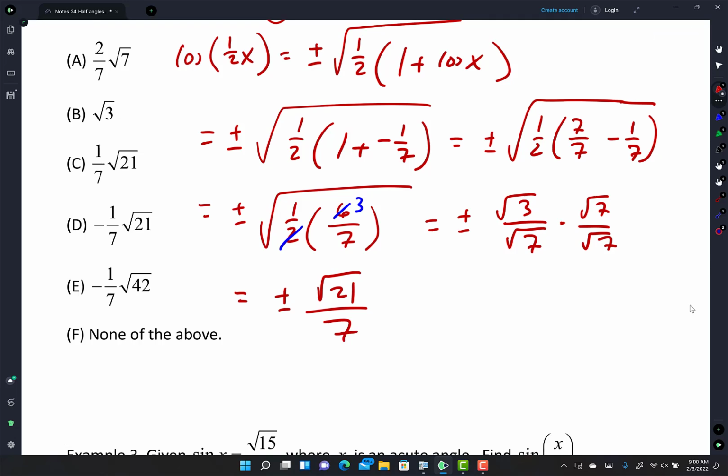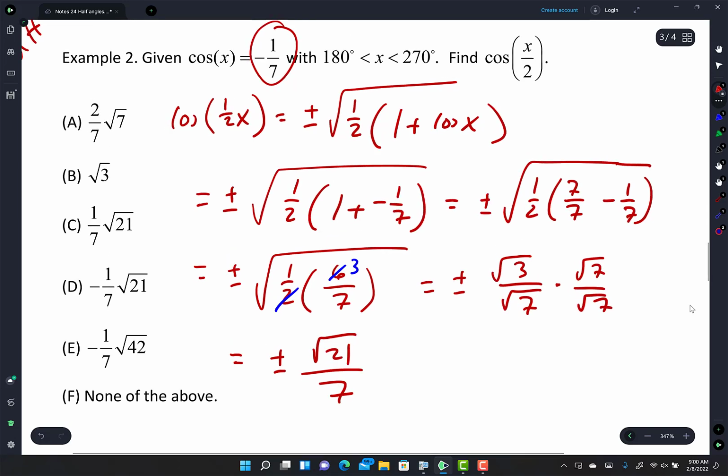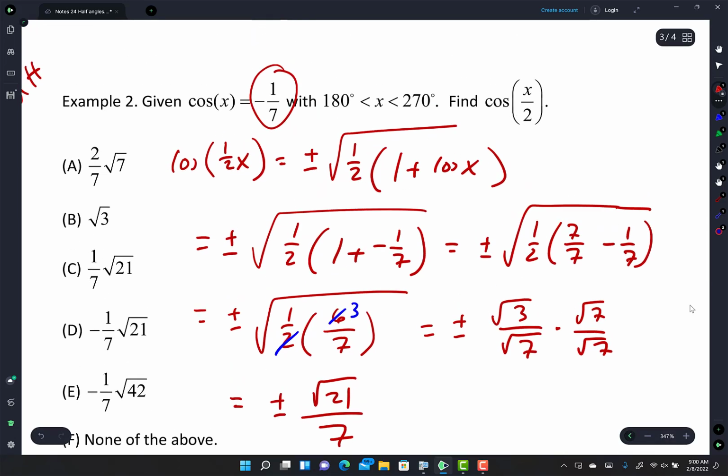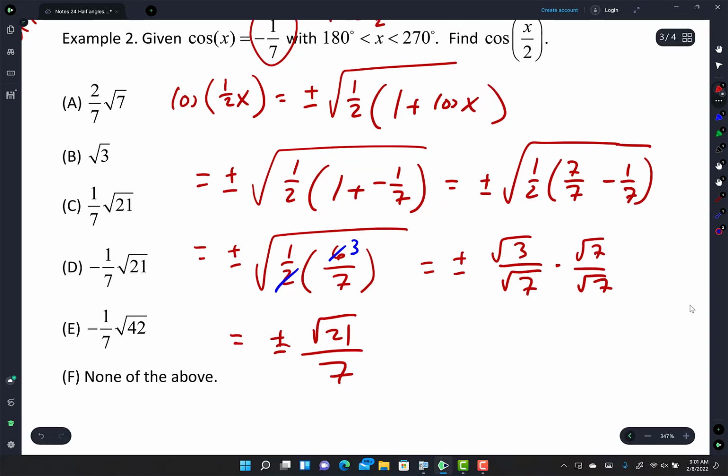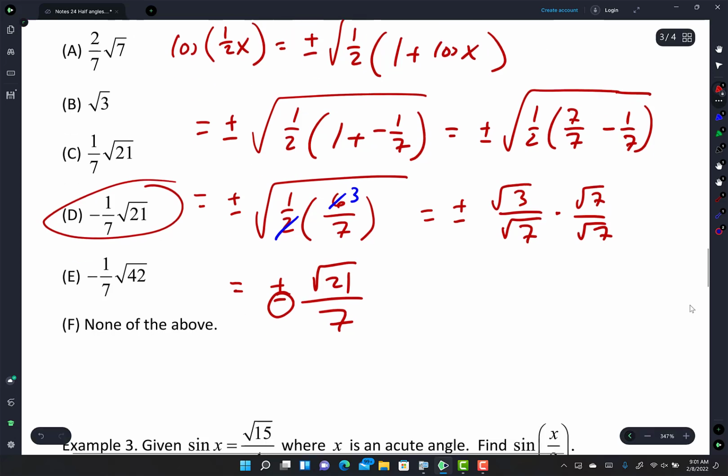We just got to decide positive or negative. They told you that angle x is between 180 and 270. I don't want angle x. I want angle half of x. Half of 270 is 135 degrees. Half of 180 is 90 degrees. So that is in quadrant 2. Is cosine in quadrant 2 positive or negative? What is it? Negative. So let's look for that answer, guys. Negative. There it is. Letter D. How do we feel? Yeah, no, it just takes practice, guys.